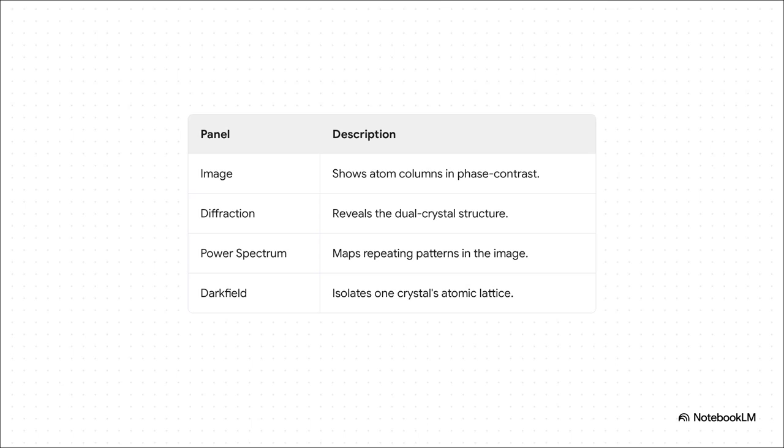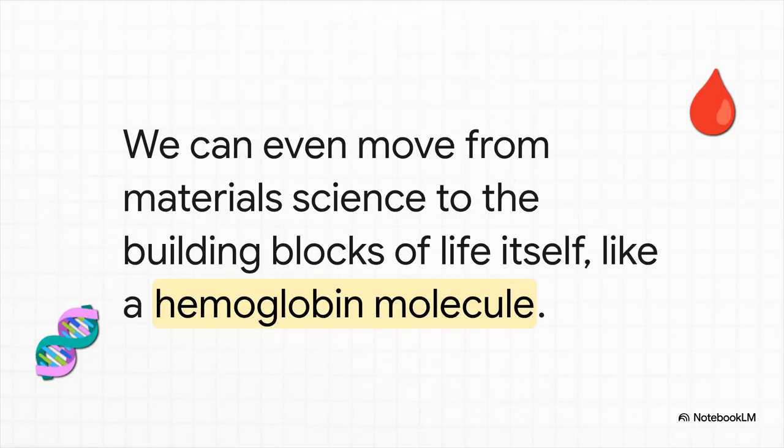But look at the diffraction pattern. It clearly shows two overlapping sets of dots. That's our two crystals. And then, using the dark field tool, you can actually select the pattern for just one of the crystals and instantly highlight only its atoms in the main image. It's just so powerful. But it gets even crazier.